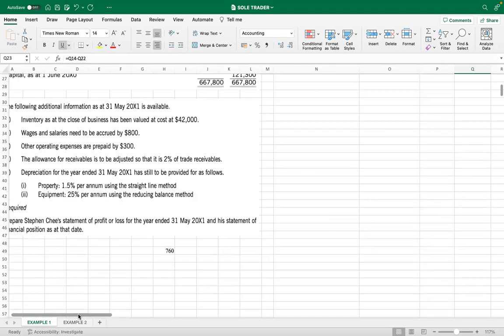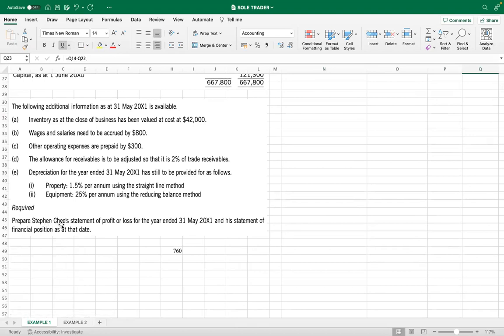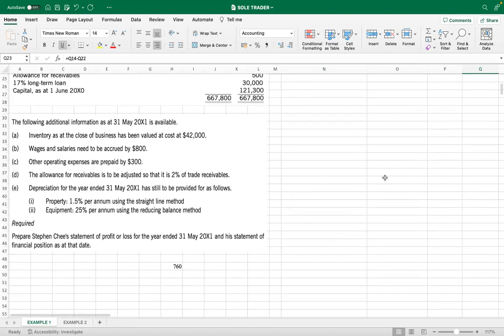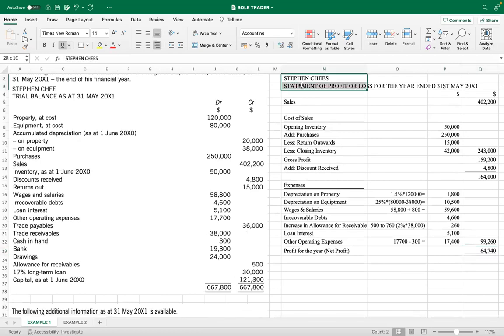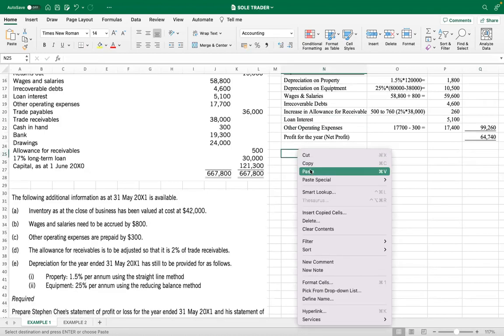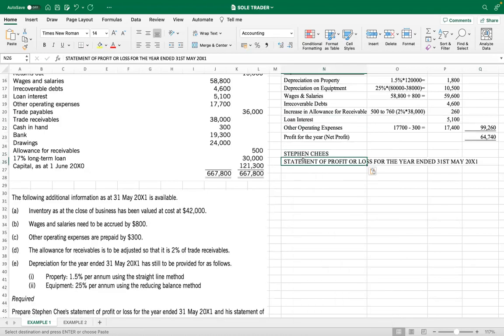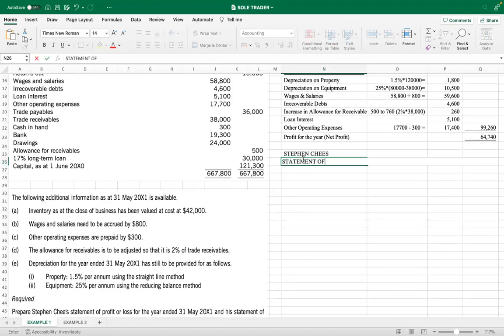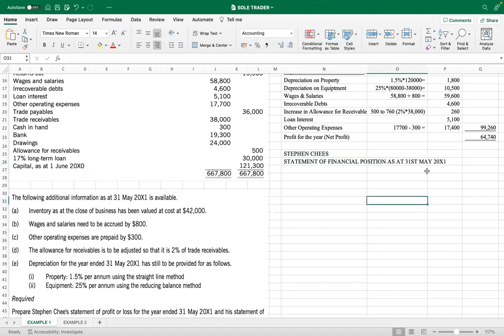So if we move on to the next part, the next part asks you to prepare a statement of financial position for the same sole trader. So I'll bring it down here, but it is now statement of financial position as at 31st May 20x1. So in this case, we note we were working in dollars.